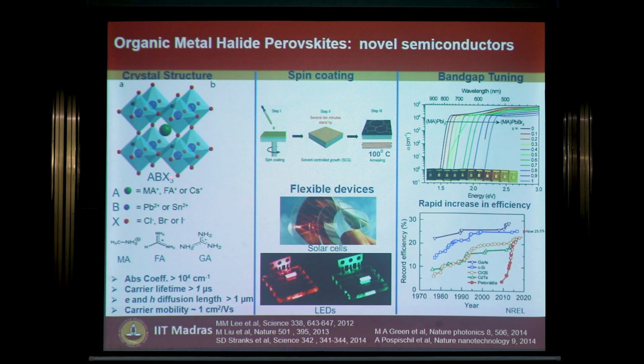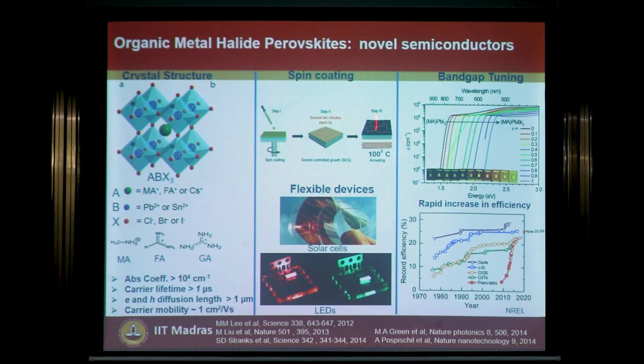Because of this organic inorganic nature, we can basically make a salt solution, and we can spin coat and try to make a polycrystalline film. For example, here the spin coating can be done on any glass substrate, and it can be annealed at only around 100 degrees centigrade, where you will finally end up with very high quality polycrystalline semiconducting films.